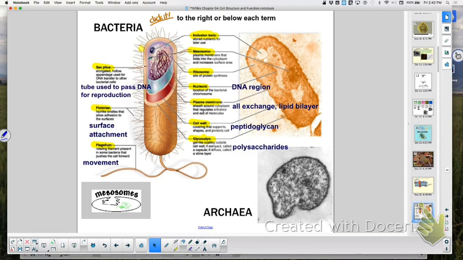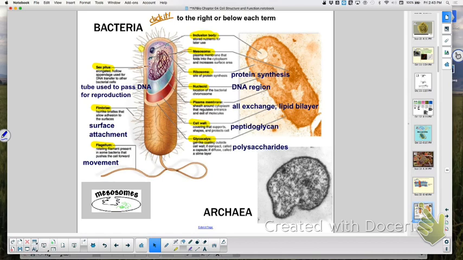Prokaryotic cells have no what? Membrane enclosed organelles. They have DNA, but it's not inside of a nucleus like us. It's just called the nucleoid. They do have workbenches for protein synthesis. What are those called? Ribosomes. Good. So they have ribosomes. So that's also in there.